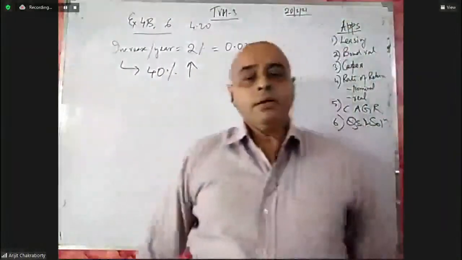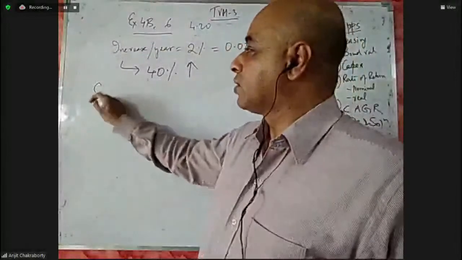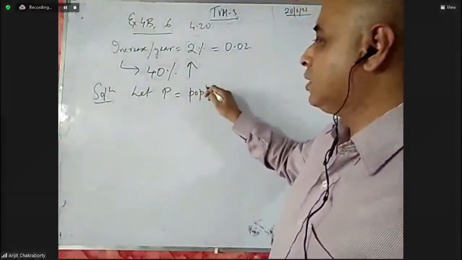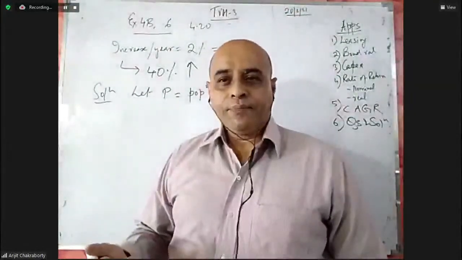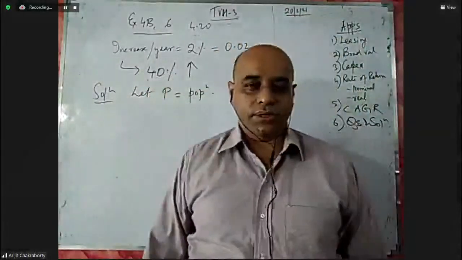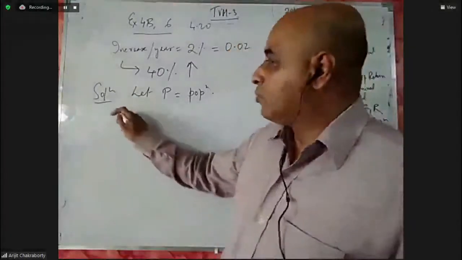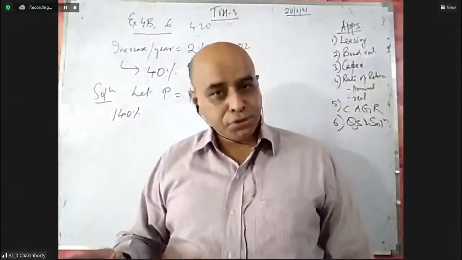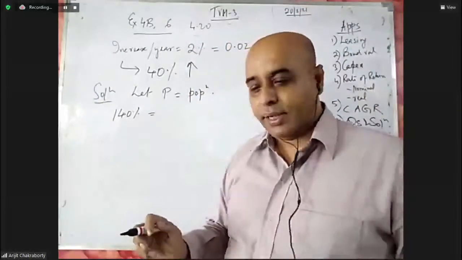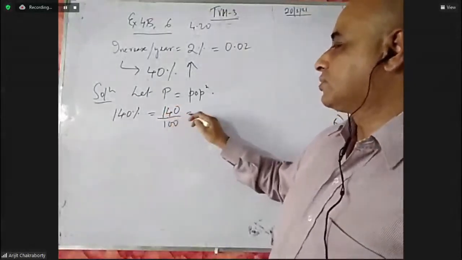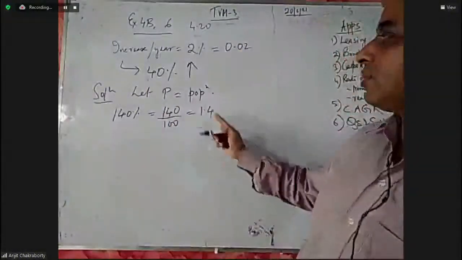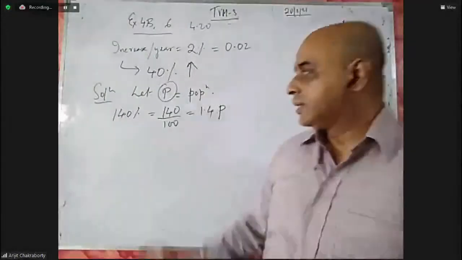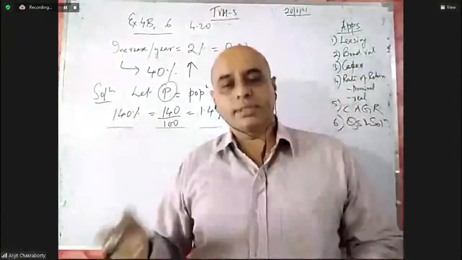The original population we will take as P. So we'll try to solve it. Solution: let P be the population at the beginning. Now the new population will be a 40% increase over the original population. That means the new population will become 140%, so 40% above. Can I write 140% as 140 by 100? So this is 1.4. It will become 1.4 times the original population. The original population is P, so the new population becomes 1.4 P. So we are working out the new population after the increase takes place every year and so on.